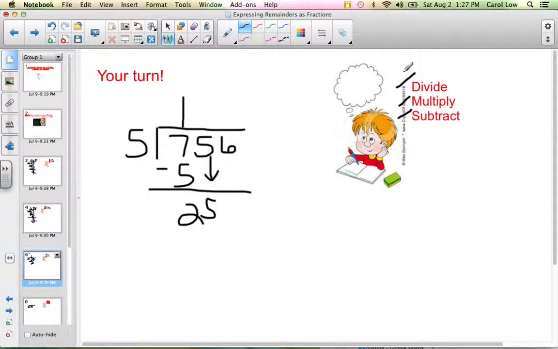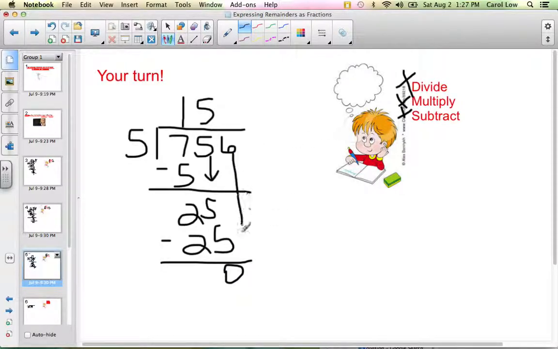And then I divide. 25 divided by 5 is 5. Then I multiply. 5 times 5 is 25. And then I look over there, and what comes next? I subtract. That's what I just did. Is there a number to bring down? Yes. So I'm going to draw my little arrow. Not necessary, but that just keeps me going in the right direction. And I put the 6 down here.